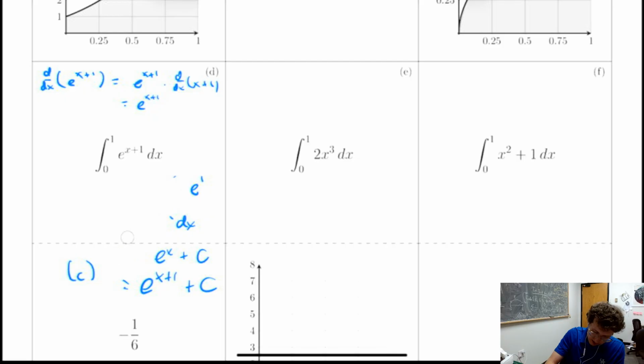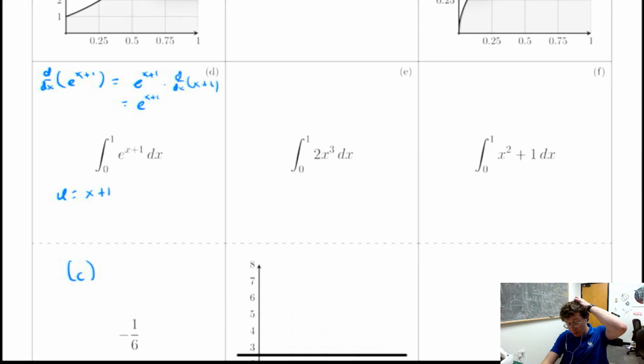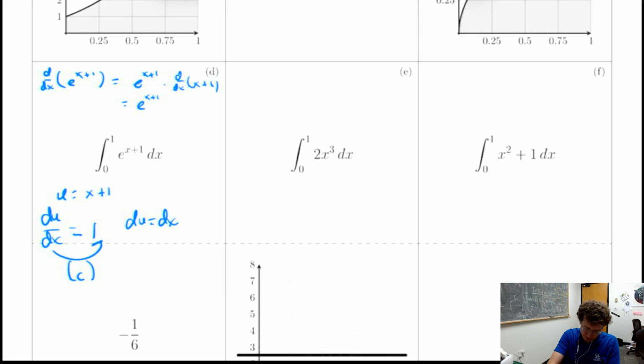A third method is u substitution, which we have not learned yet, but just as a little bit of a preview of u substitution, which we'll cover next week. I would set u equal to x plus 1. I would differentiate, and then I'm going to write that as du equals dx, sort of bringing the dx to the other side, and then this becomes the integral of e to the u, because x plus 1 is u, and dx is du, so that's e to the u du.